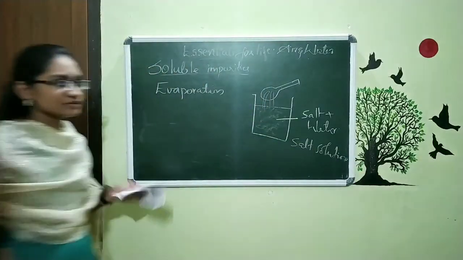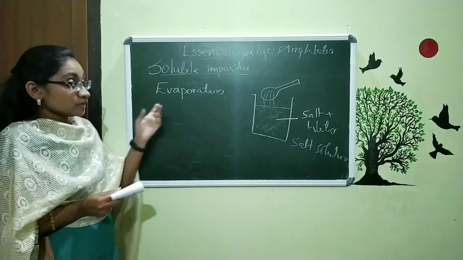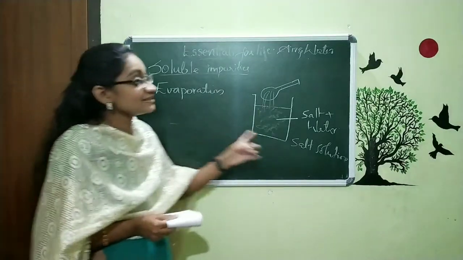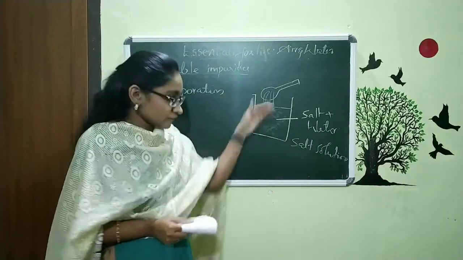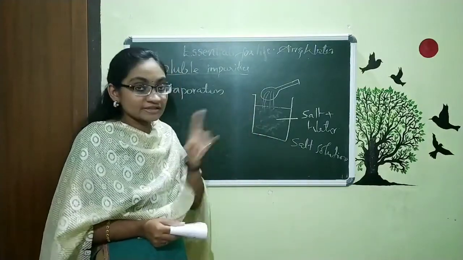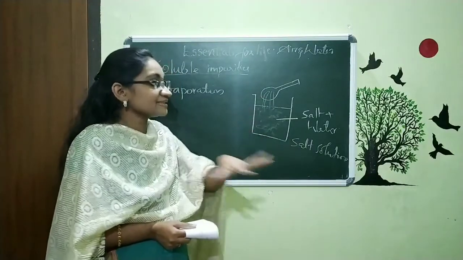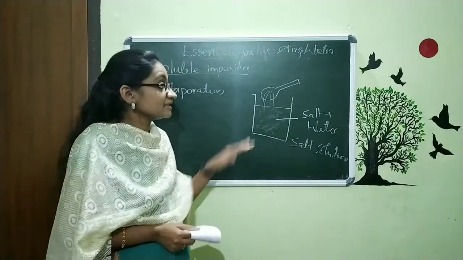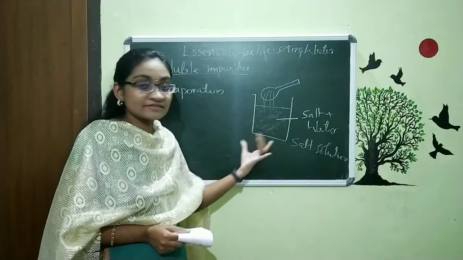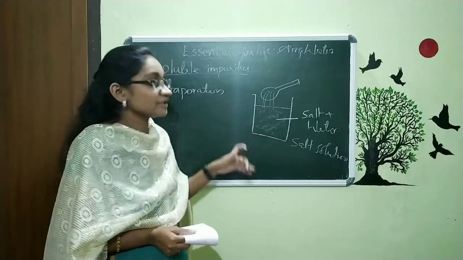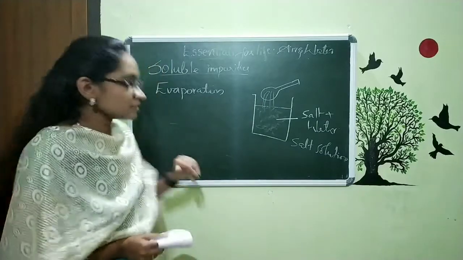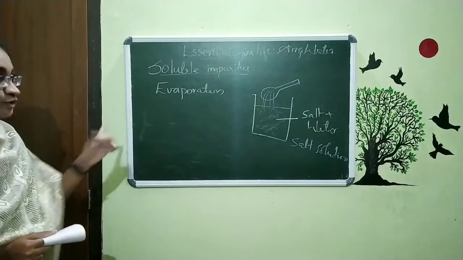You will study in detail in your higher classes. Here we are using the process of evaporation to separate this salt from this water. When we stir it well, what happens? The salt is completely dissolved in the water. So it does not get deposited when we leave it undisturbed for some time, and it is not possible to filter using a filter paper. So we want to study other methods to separate this.